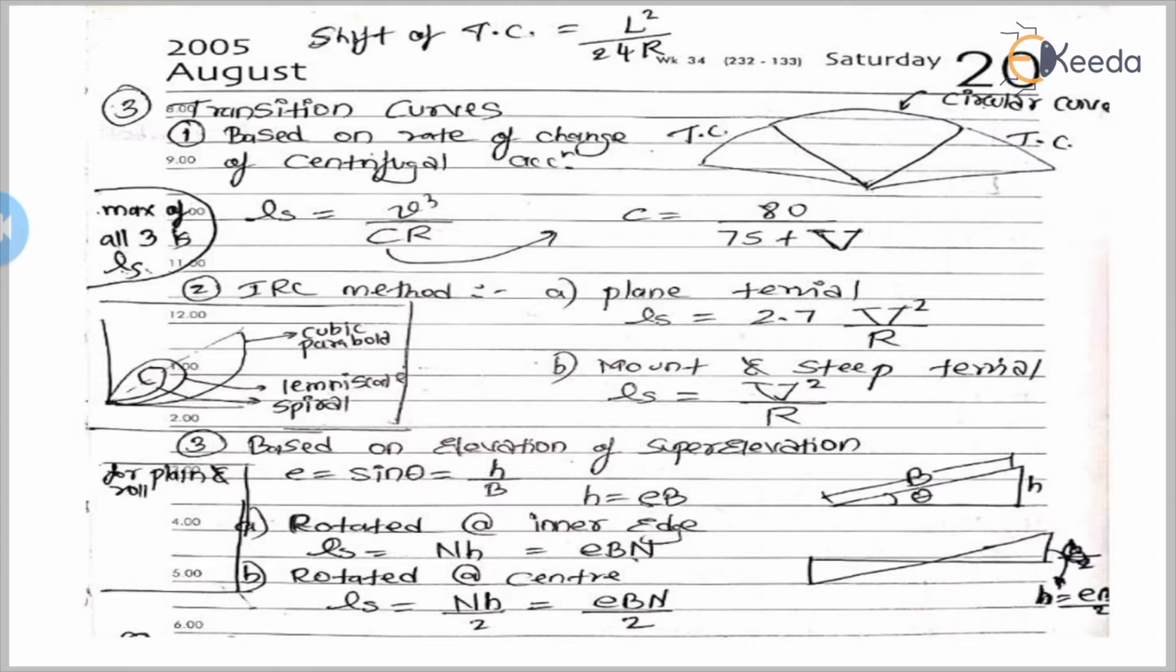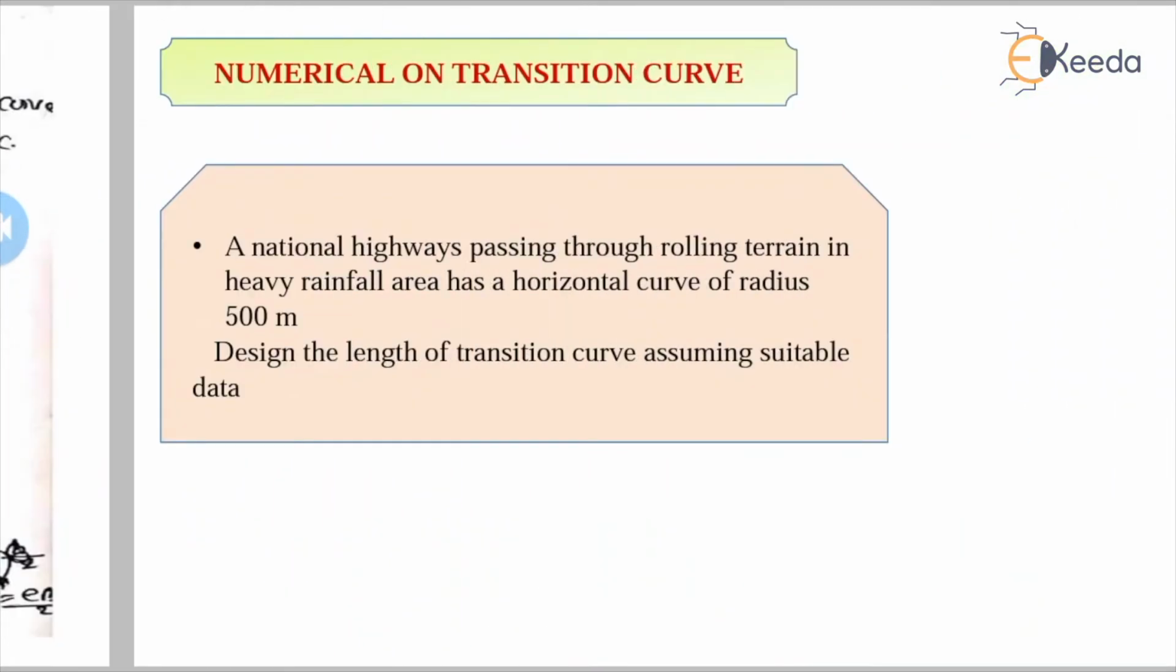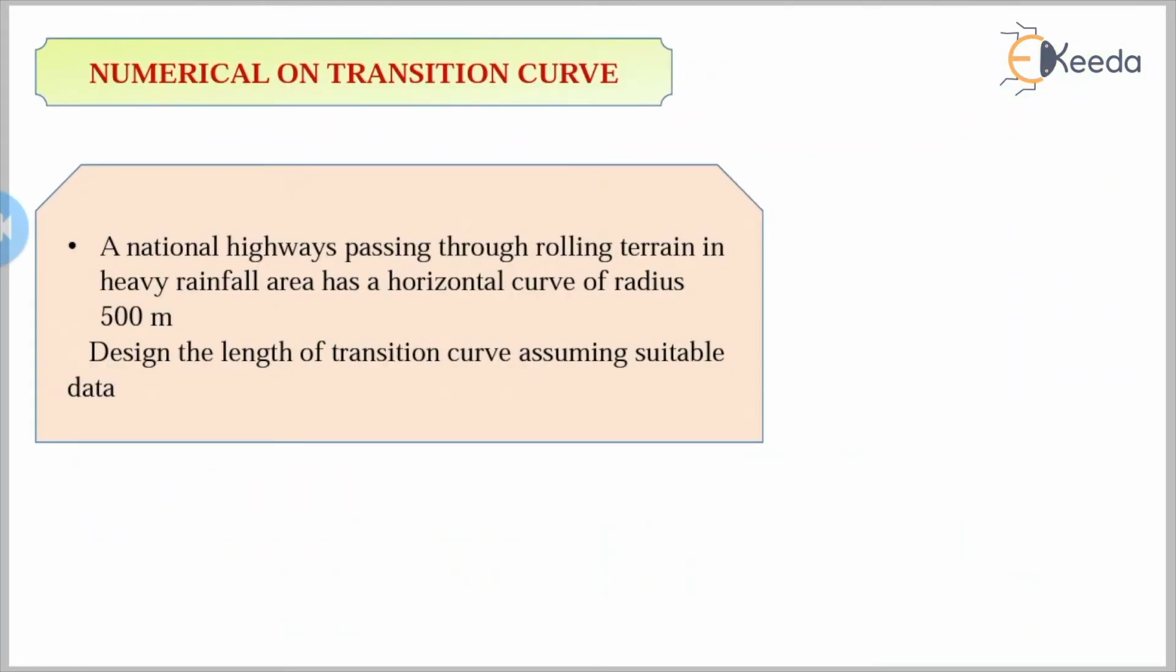This is the condensed formula I have collected so that you don't need to refer here and there. Please refer to this and study this formula for the 3 steps or the 3 methods to derive transition length. Now the numerical on transition curve. Numerical on transition curve is mostly asked.